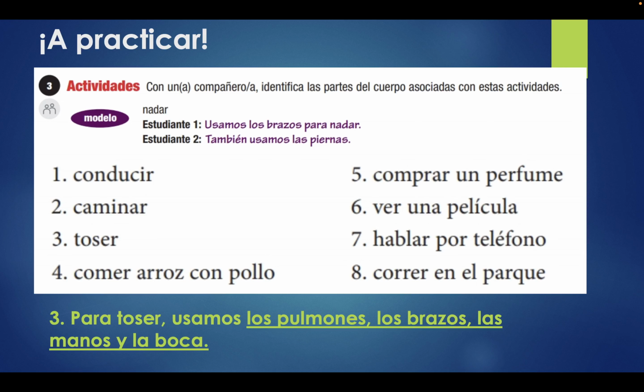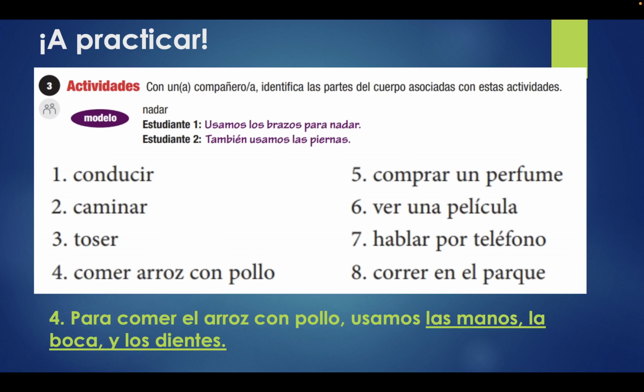Número cuatro, we have comer arroz con pollo, to eat some rice and chicken. Well, to eat arroz con pollo, you probably need your mouth and maybe your hand in order to move the fork, maybe even your fingers. So, para comer arroz con pollo, to eat rice and chicken, usamos, we use, and we use las manos, our hands, la boca, our mouth, los dientes, our teeth, and we can even add our fingers, y los dedos.